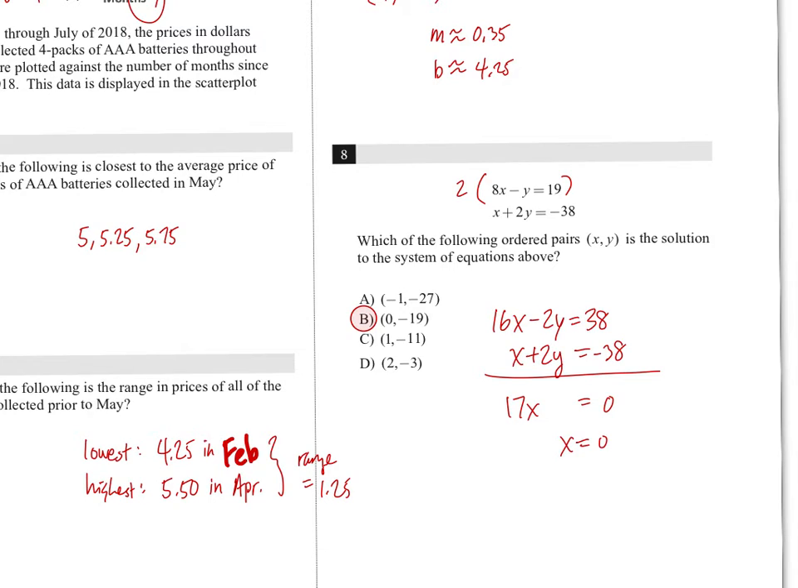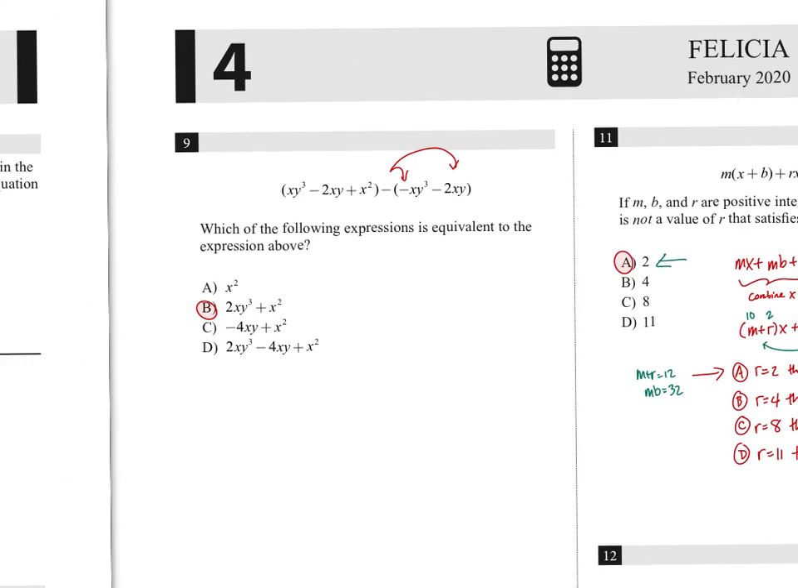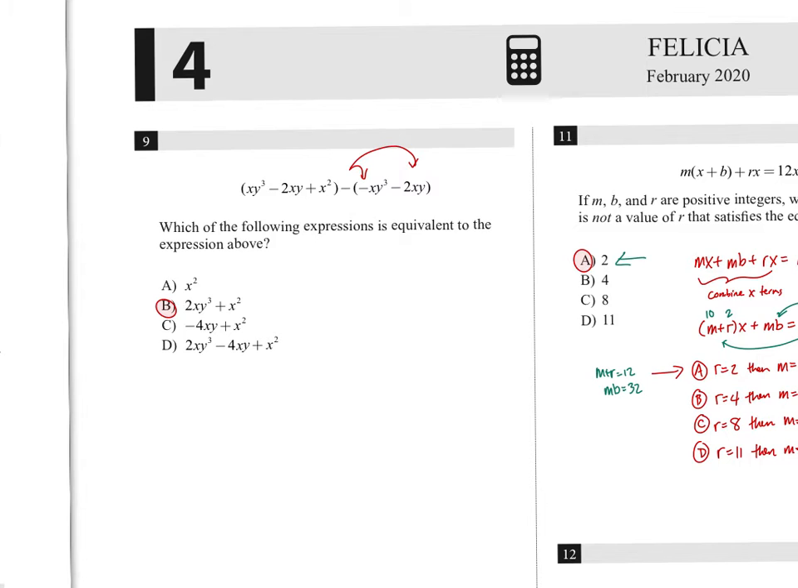Okay, so on to number 9. This one's pretty straightforward, I think. You just have to remember how to distribute that negative sign to both terms inside the parentheses. Basically, minus times minus is plus. So this turns into plus xy cubed and also plus 2xy. If you combine like terms, the end result is what you see here in B.